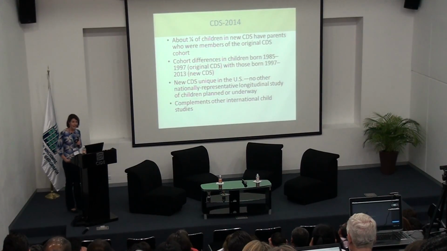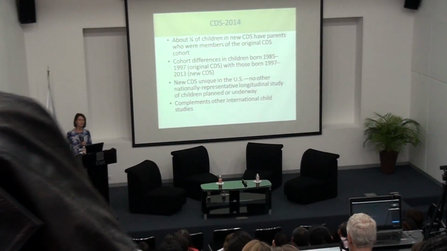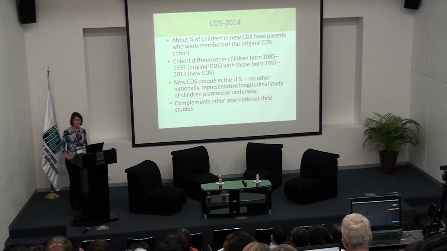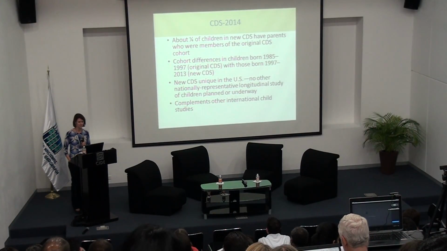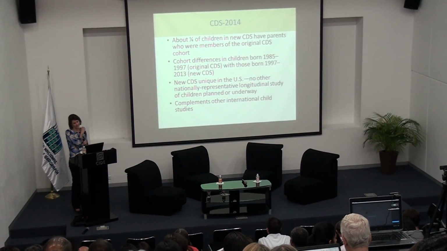So some of the neat things about having a new wave of CDS include that about 1/4 of the children in this new study will have a parent who is a member of the original CDS. So now we have really rich child development data across 2 generations. Another is that we can now look at cohort differences in children who were born between 1985 and 1997 and compare those cohorts to children born more recently. I think perhaps most importantly is that CDS is unique in the United States. Right now there are no other nationally representative longitudinal studies of children. They're planned or underway. And obviously this complements other international child studies, the Australia study and British studies that we've heard about.